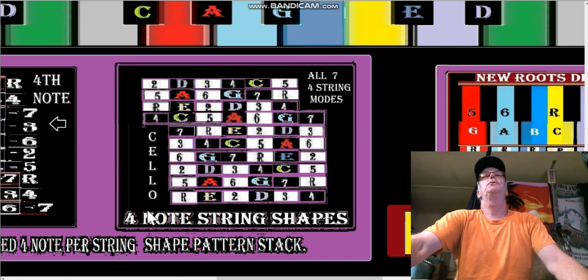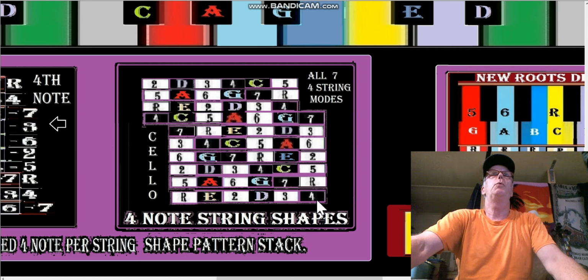These are the actual 4-note string shapes on the cello. The pattern stack, I looked at this. Why did I make it as high as I did? Because we want all 7 4-string modes. So this would be root 2, 3, 4, 5, 6, 7, root 2, 3, 4, 5, 6, 7, root 2. That would be position 1.